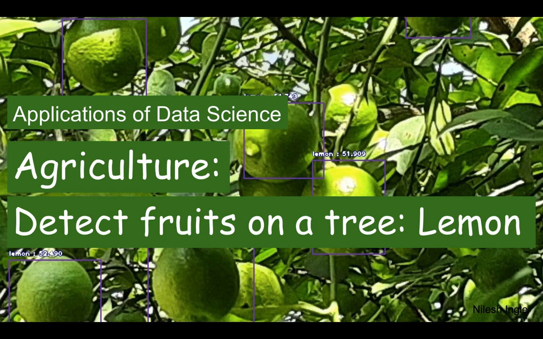I'm Nilesh, and in this video we are going to look at yet another example of real world application of data science, and this is agriculture. Here we are going to look at how to detect fruits on a tree, and the fruit we have in this video is a lemon.